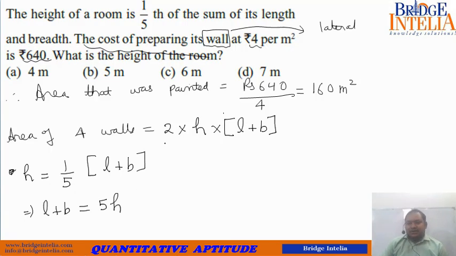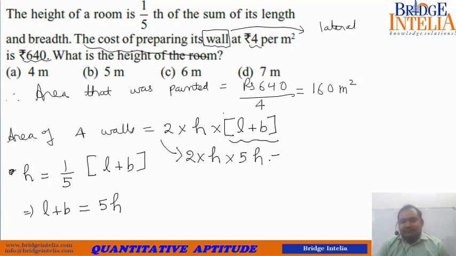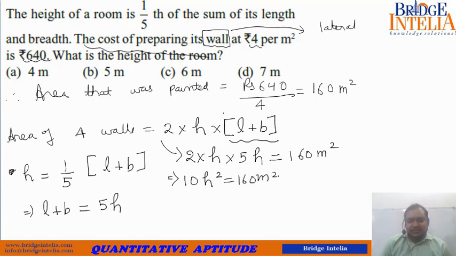So let's do it here. Twice into height into, instead of length plus breadth, we can write 5h. This must be equal to 160 meters square. So you can see that 10h square is equal to 160 meters square. If you solve this, h comes out to be 4 meters. So this is the correct answer.